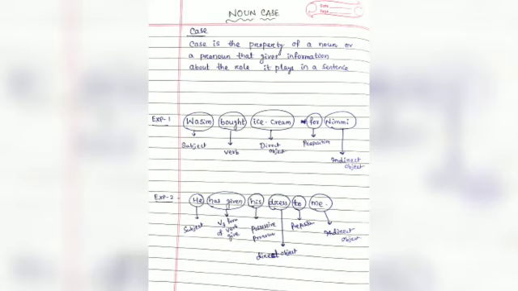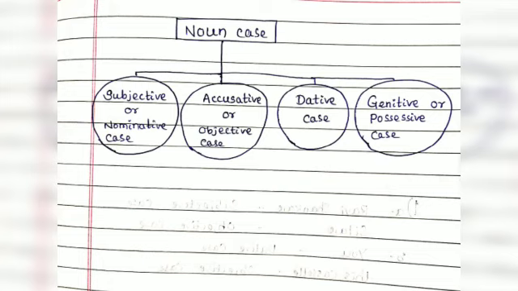What is case? Case is the property of a noun or a pronoun that gives information about the role it plays in a sentence. For example, Wasim bought ice cream for Nimi. Here the subject is Wasim and bought is the verb, ice cream is the direct object, for is the preposition and Nimi is the indirect object. For example, he has given his dress to me. He is the subject, has given is the verb, his is the possessive pronoun, dress is the direct object, to is the preposition and me is the indirect object.